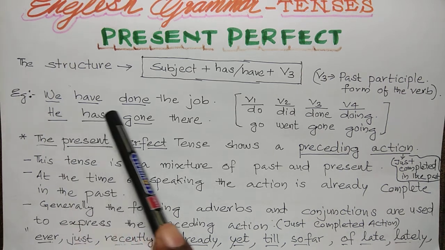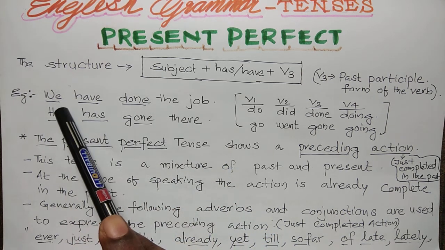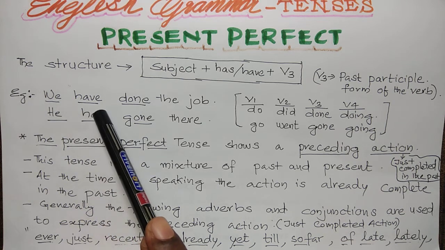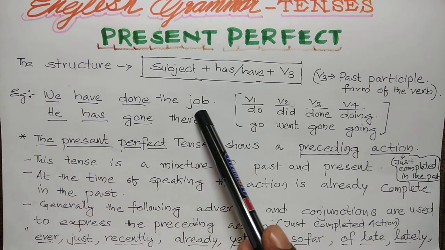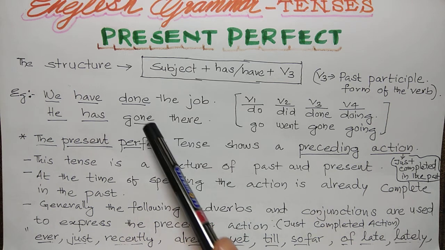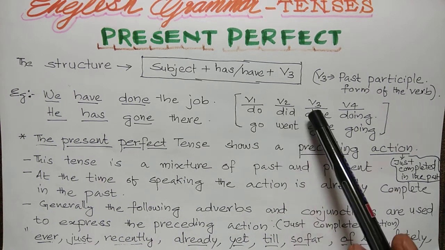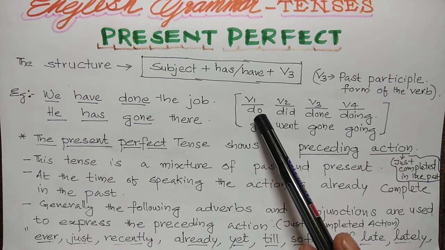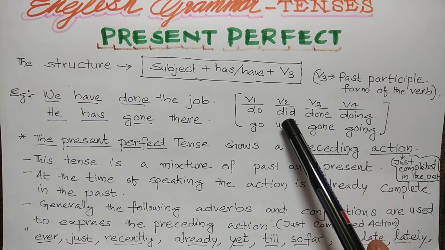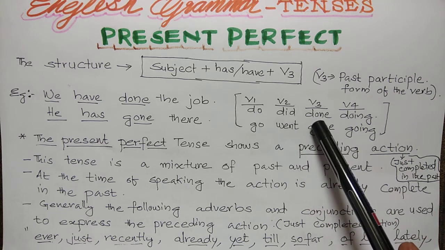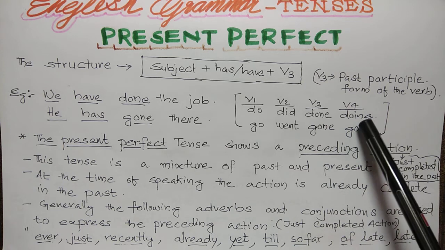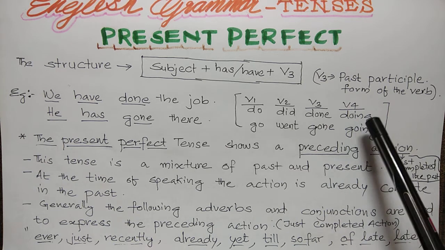See the example. We have done the job. Here we is a plural subject, so we use have plus done the job. Done is the V3 form of do. See V1, V2, V3, V4. V1 of do is do. V2 of do is did. V3 form, that is past participle form, is done. And V4 form, that is ing form, is doing.